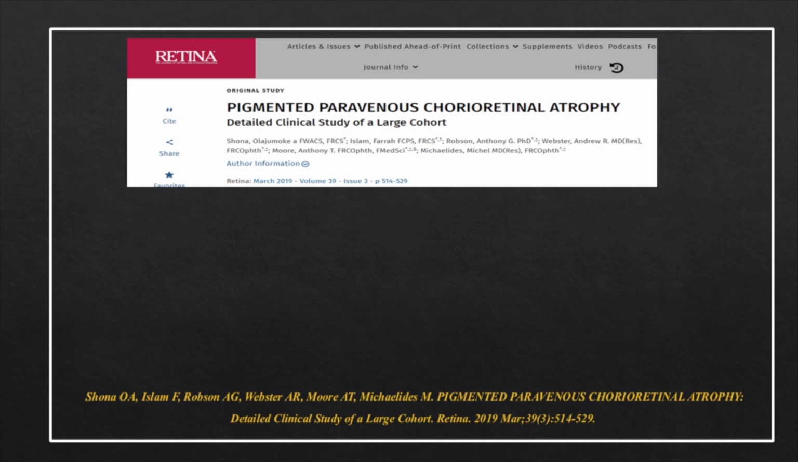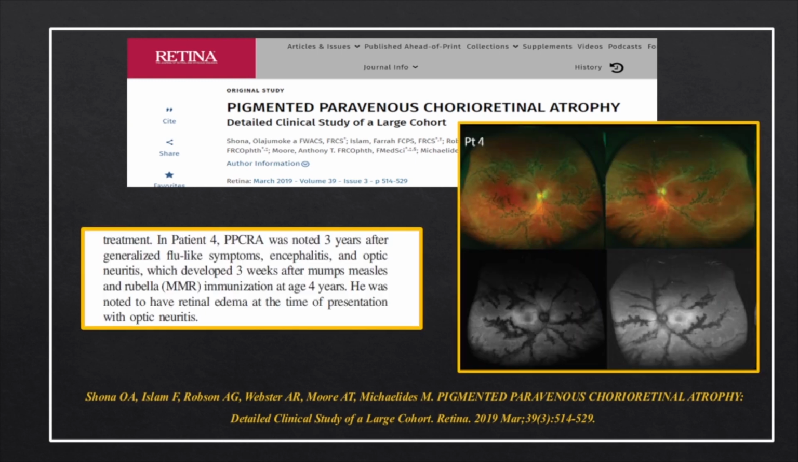Coming to a cohort study, this was a cohort study with 23 people having pigmented paravenous chorioretinal atrophy, out of which we could find that there is one patient who presented similar to our patient. He was noted 3 years after generalized flu-like symptoms, encephalitis and optic neuritis, which developed 3 weeks after MMR immunization at the age of 4 years. He was noted to have retinal edema at the time of presentation with optic neuritis. 3 years later, he presented with this fundus picture, which is similar to our patient as well.